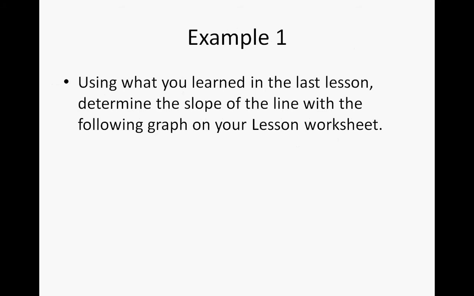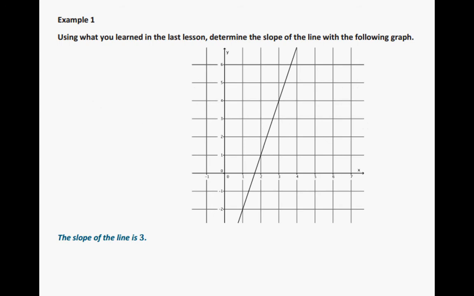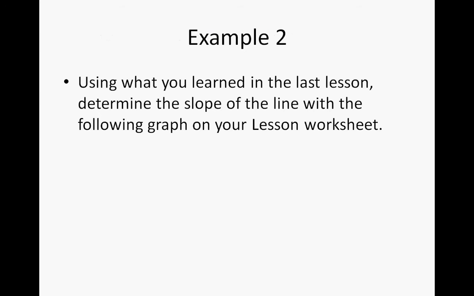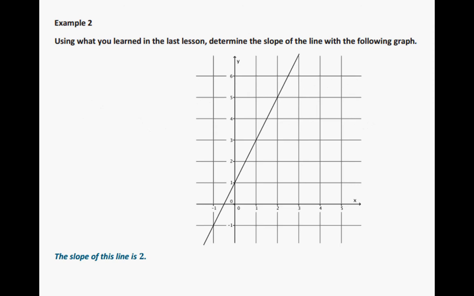So let's take a look at example 1. Using what you've learned in the last lesson, determine the slope of the line with the following graph on your lesson worksheet. When you're done, continue the video. Alright, you should have come up with the slope of the line being 3. Alright, now go ahead and do example 2. When you are done, continue the video. Alright, so you should have finished example 2, and you would have figured that the slope of this line is 2.